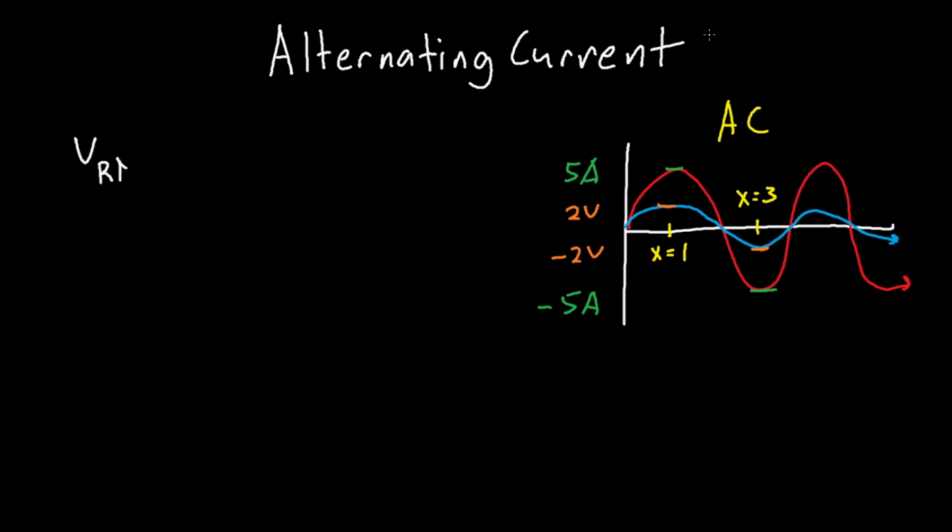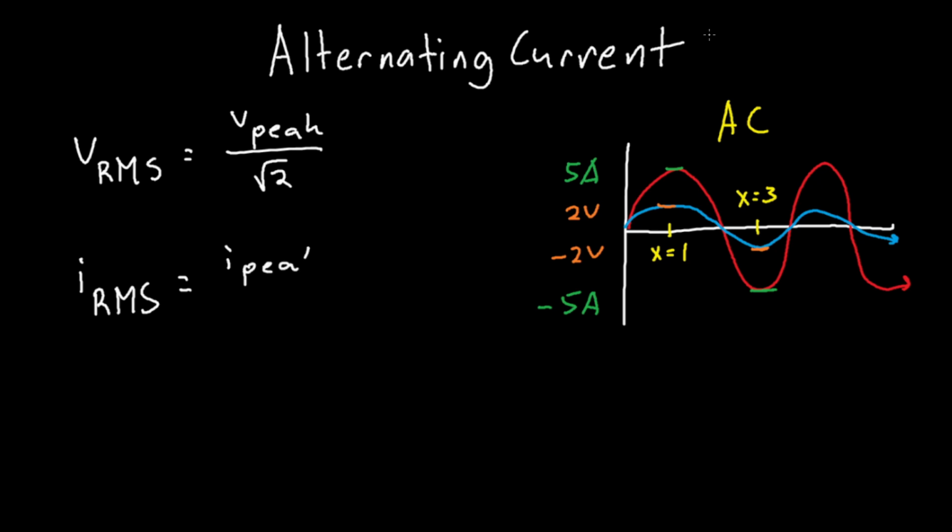V of RMS is your root mean squared for voltage, and I of RMS is your root mean squared for current. You can calculate these by using the voltage peak divided by the square root of 2 and your current peak divided by the square root of 2. Your current peak is basically just the peak current inside of your wave. Right here inside this wave, the highest current you reach is 5 amps. Therefore, your peak current is 5, so you divide 5 by the square root of 2 to get your current RMS. With the voltage, in this example, the highest point of your voltage wave is 2 volts, so you just divide 2 volts by the square root of 2.